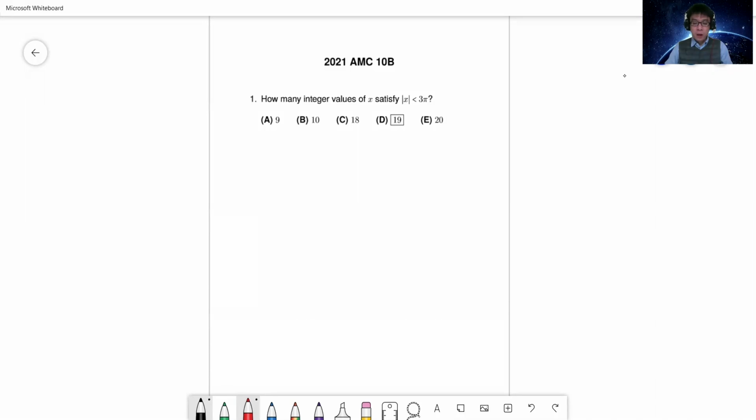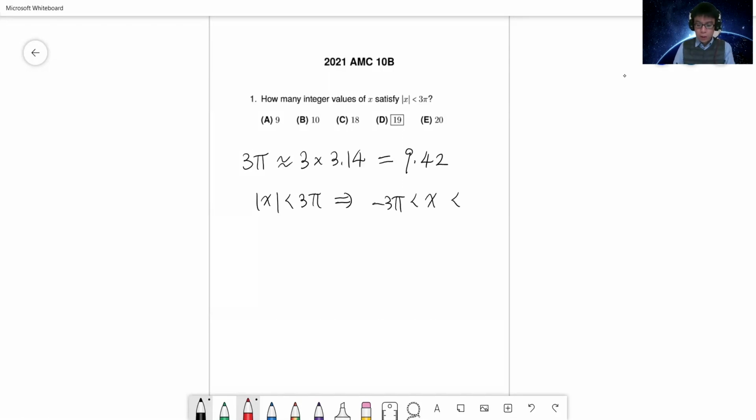How many integer values of x satisfy that its absolute value is less than 3 pi? Let's roughly estimate 3 pi. 3 pi is approximately 3 times 3.14, and this is approximately 9.42. So we need x to satisfy the following: x must be greater than negative 3 pi and less than 3 pi. So x should be larger than negative 9.42 and less than positive 9.42.